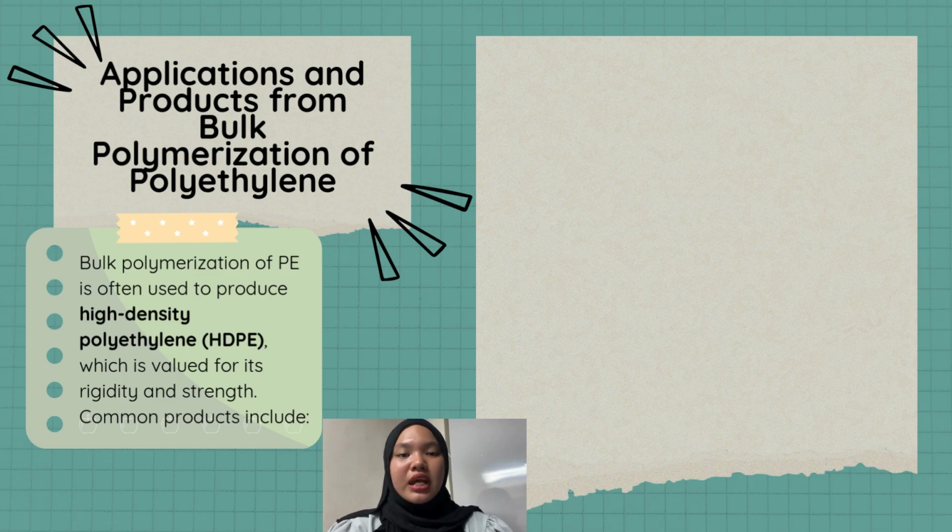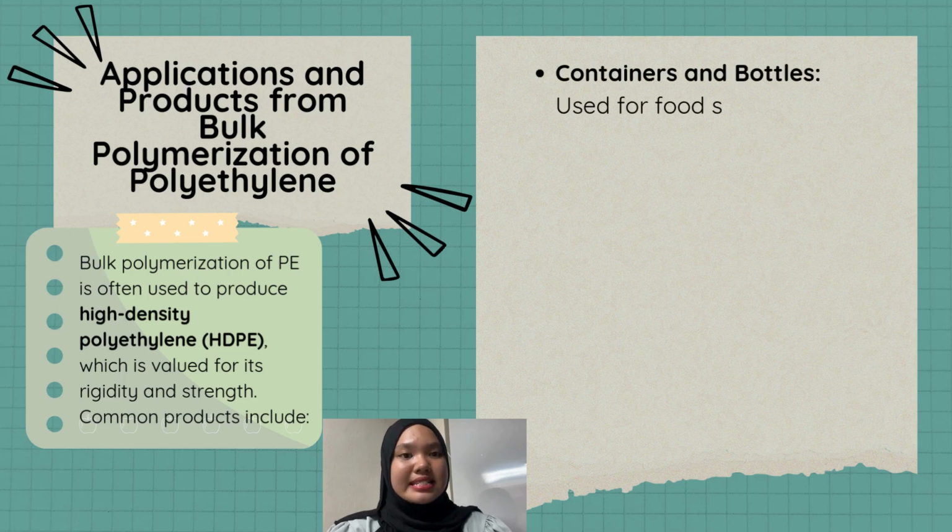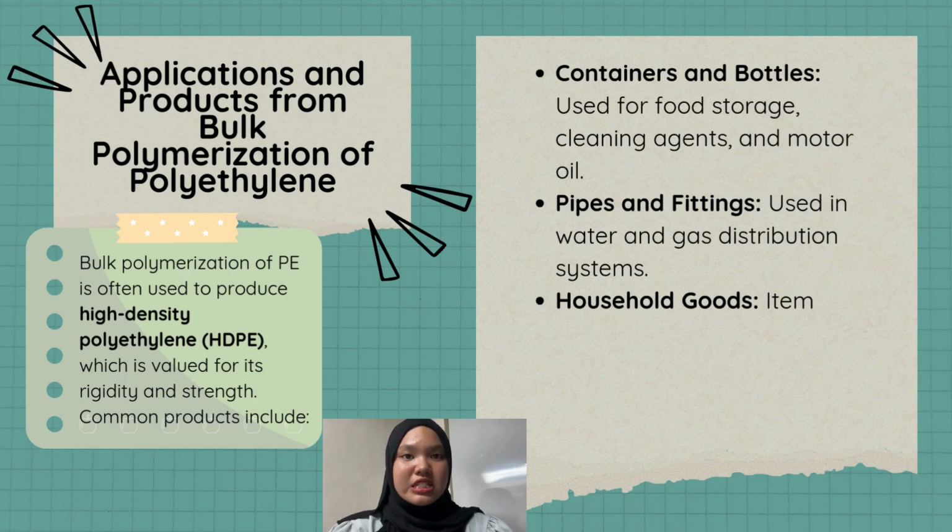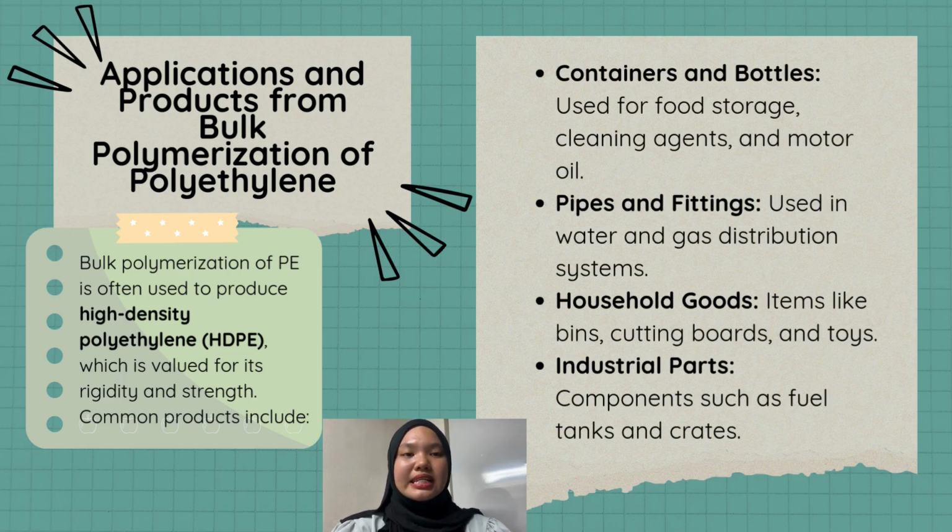But bulk polymerization of polyethylene is often used to produce high-density polyethylene, HDPE, which is valued for its rigidity and strength. There are several products from bulk polymerization: containers and bottles, pipes and fittings, household goods, and the last one is industrial parts.